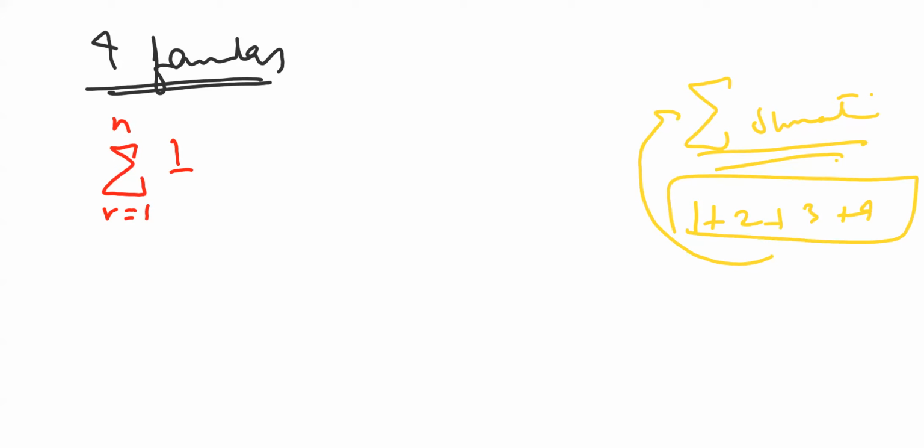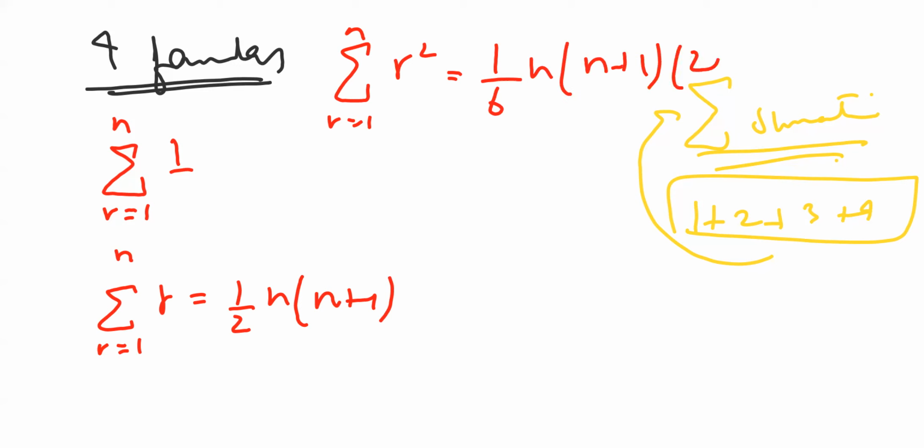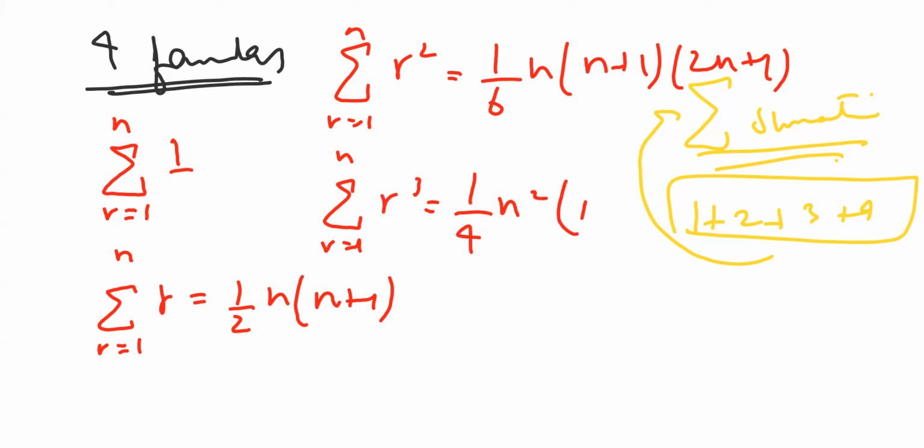Then you've got another formula, that is summation of r from r equals 1 to n of r is equal to 1 by 2 n (n plus 1). The third formula goes like summation of r squared, r equals 1 to n, is equal to 1 by 6 n (n plus 1)(2n plus 1). And then the fourth formula is summation of r cubed, r equals 1 to n, is equal to 1 by 4 n squared (n plus 1) whole squared.